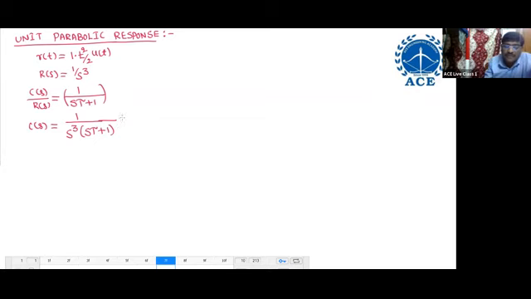Now, what I have to do? Partial fractions: A by S cube plus B by S square plus C by S plus D by S tau plus 1. So now find the A, B, C values. Do it at home and find the C of T. Then find the inverse Laplace transform.